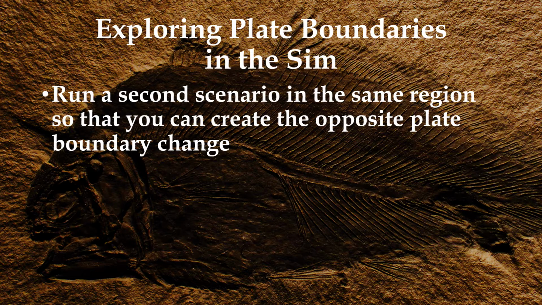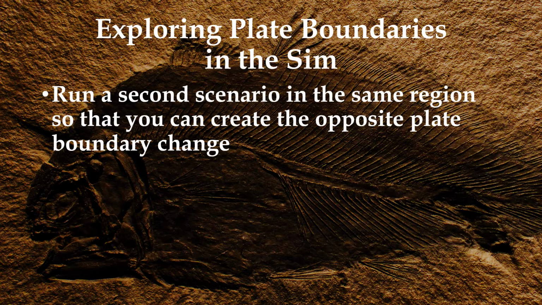Run the simulation a second time, except that this time, switch it so that you use the opposite. So if you used divergent plate boundaries before, use convergent this time. And if you used convergent previously, go ahead and use divergent this time. Go ahead and pause the video right now so that you can run these two scenarios.